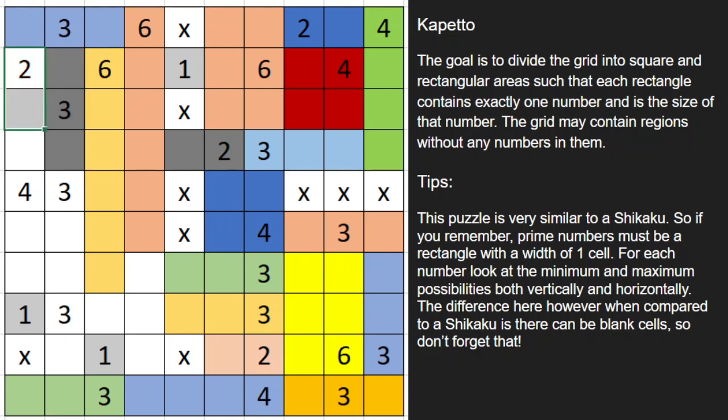Oops. This 4 has to be vertical. There's not enough space for it to go left or right. We'll make that blue. And this 3's forced to come down. Let's make that green. This 3 can't come down. There's not enough space, so it has to come over like that. We'll make that orange. And then these cells here cannot be part of any region. And there you go. That is a Kapetto.